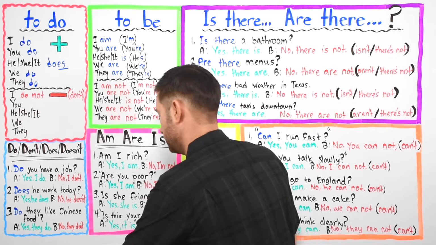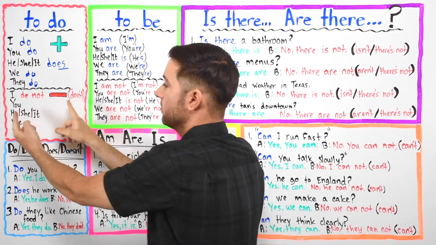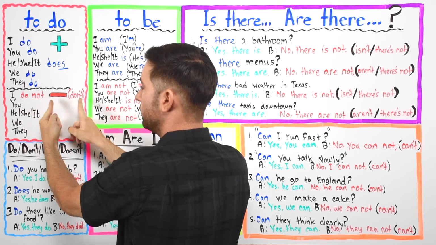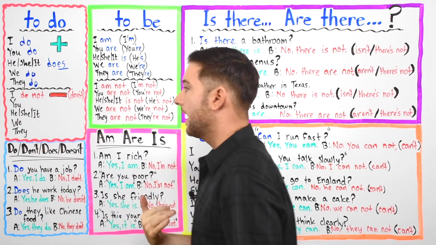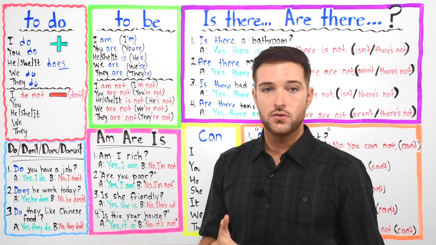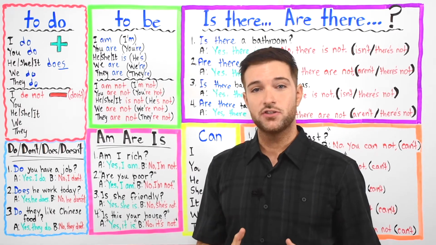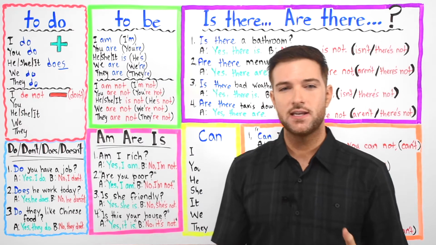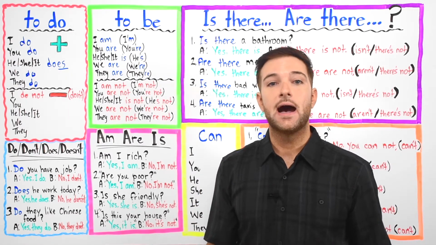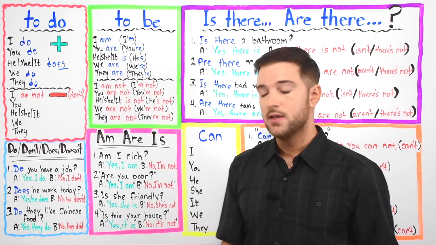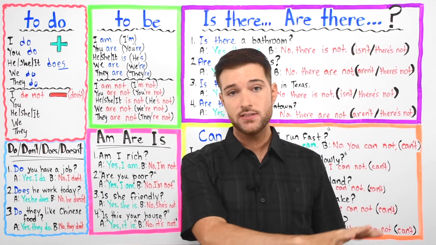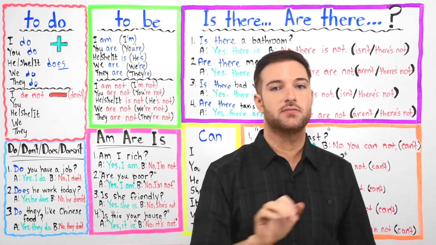A contraction is when it is shortened. So instead of saying do not, we can just contract it like this, make it shorter and shorter, and say don't. I don't. Okay, I do not, I don't. In fact, you guys are going to notice that there are many contractions in the English language. For example, instead of saying I am, we can say I'm. And instead of saying he is, she is, or it is, you can say he's, she's, and it's.